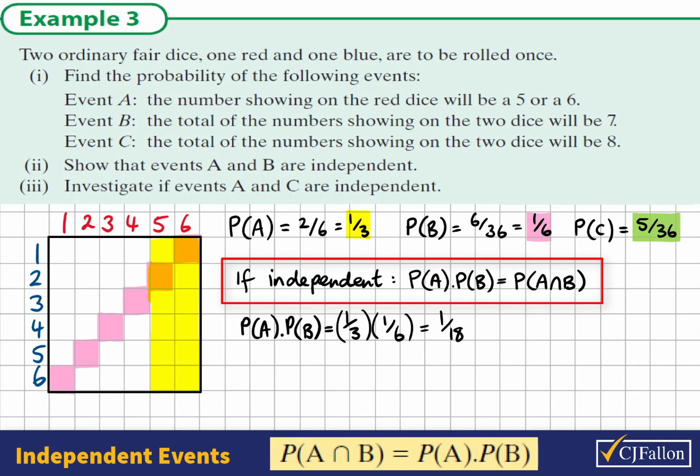The probability of A and B happening together, we can see out of the 36 options that 2 of the options are both a 5 or a 6 in the red and total 7. So we see that from the sample space. 2 out of 36, or 1 out of the 18 options, are both A and B. So we can see clearly that the multiplication rule holds in this case. So we could deduce from that that A and B are definitely independent events.